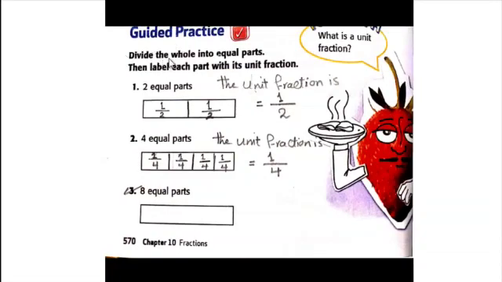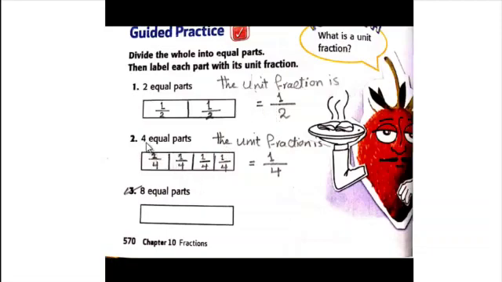Guided practice. Divide the whole into equal parts, then label each part with its unit fraction. Number 1. 2 equal parts. If you have a whole like this, divide it from the middle into 2 equal parts. This part equals 1/2 and another part equals 1/2. So the unit fraction is 1/2.